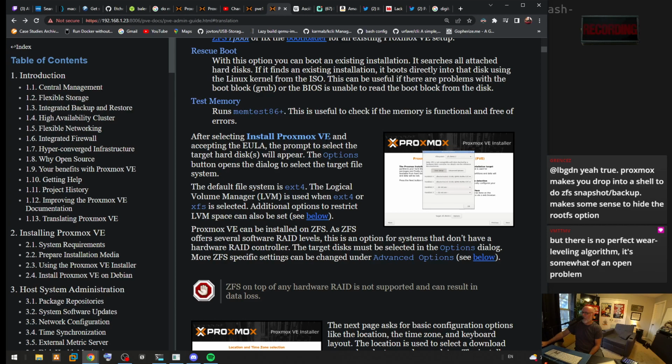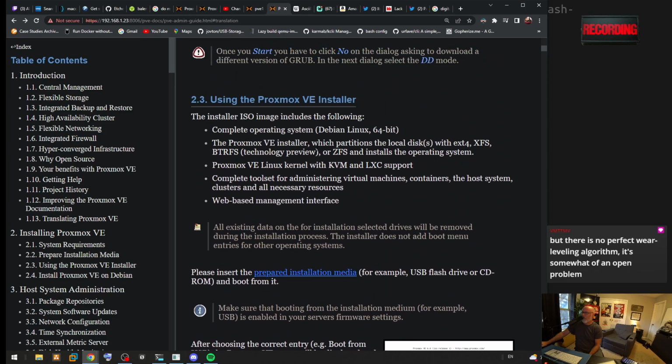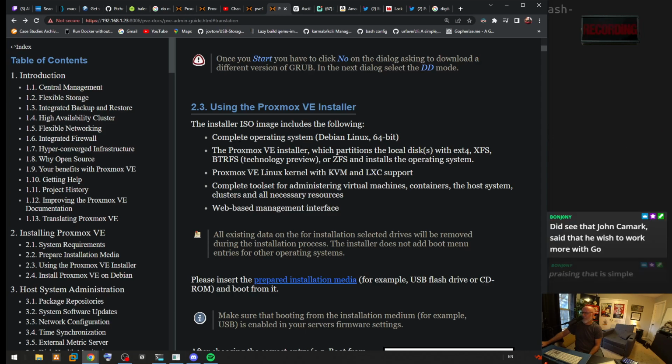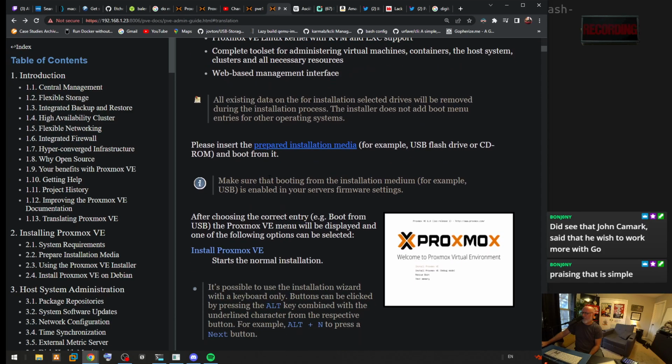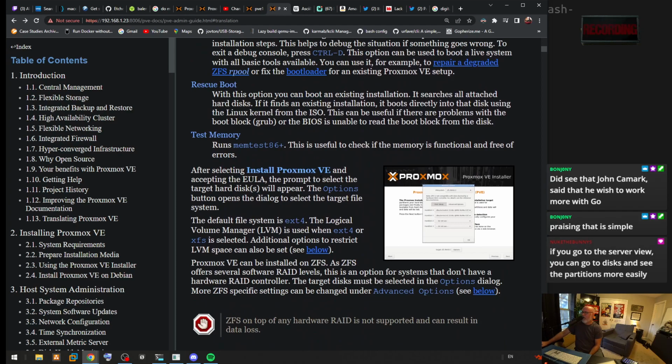Okay, so I want to make sure I understand this. This installs 2 partitions. John Carmack, who's that? Complete operating system to Linux, Proxmox VE, which installation is 64-bit with Btrfs. After choosing the correct entry, I really want to understand this. Partitions, if you go to the server view, really?